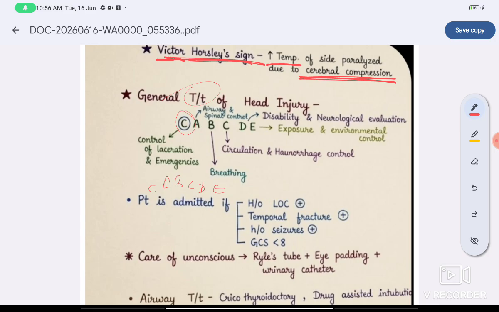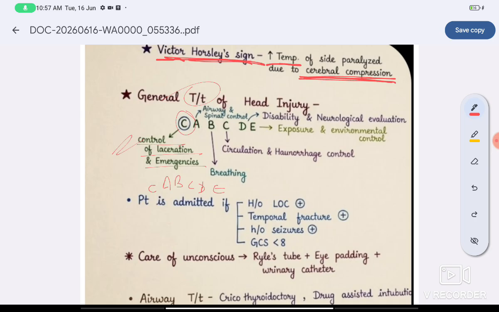First, the small c stands for control of laceration and emergencies, which means if there is a major bleed, for example, if the femoral artery is bleeding or the abdominal aorta is bleeding, it is a major bleed which can lead to life-threatening complications. So first you have to control the major bleed.